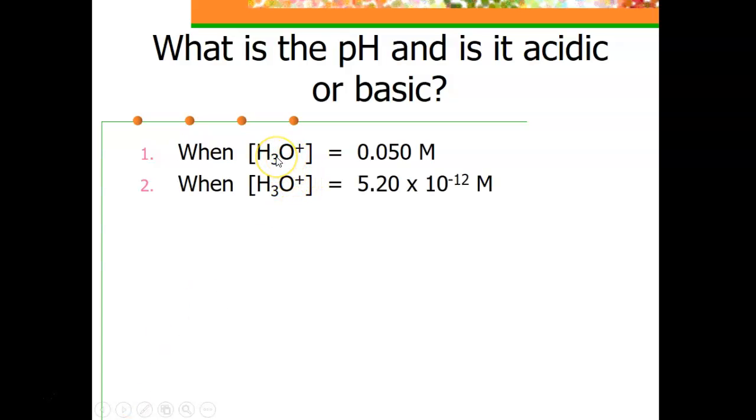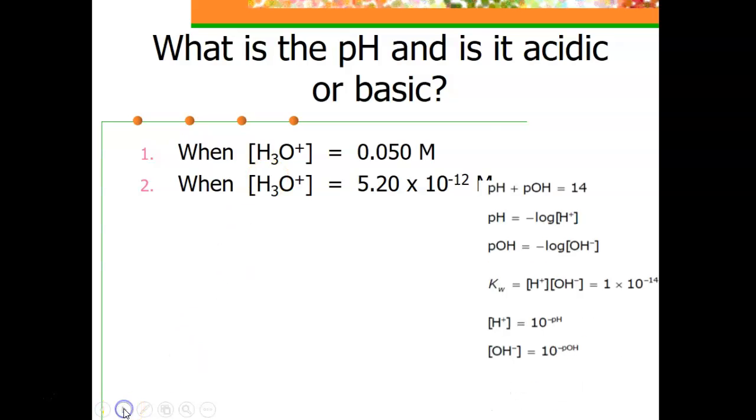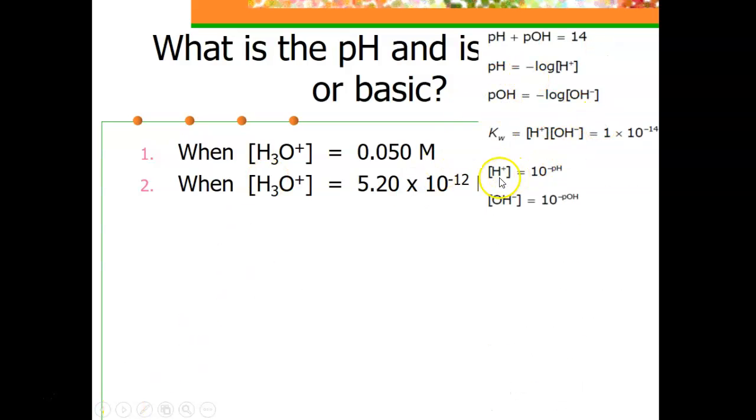So you have hydronium ion concentration. What formula will you use to get pH? You have 6 formulas on your reference table. pH is equal to the negative log hydronium concentration. So hydronium concentration does not have to be in scientific notation. It could be an actual decimal number. So you're going to do the same thing. Negative log, put that 0.05, close out your parentheses, and hit equal.